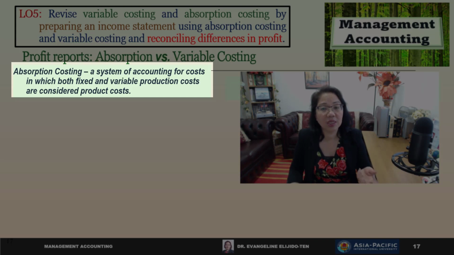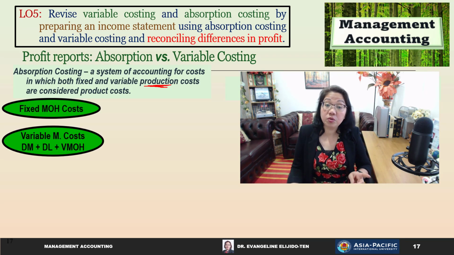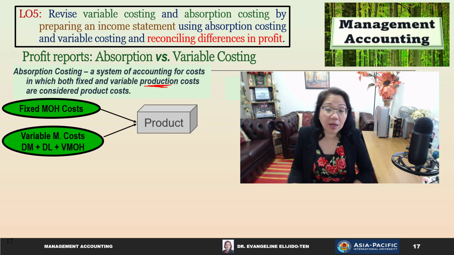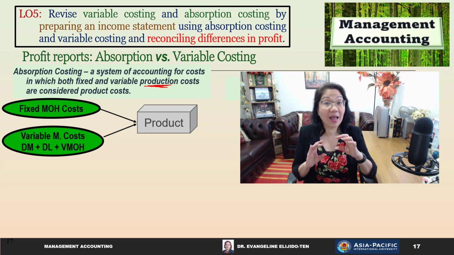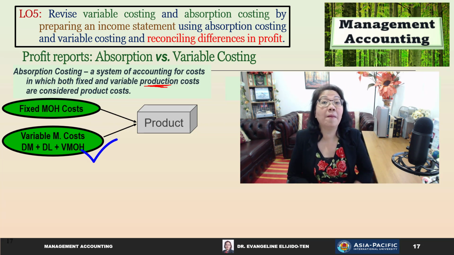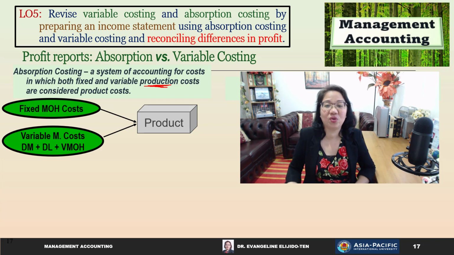So absorption costing is a system of accounting for costs in which both fixed and variable production costs, that means manufacturing costs, are considered product costs. So in absorption costing, we calculate the product cost by adding the fixed manufacturing overhead costs as well as the variable manufacturing costs. So what are variable manufacturing costs? This includes your direct materials, direct labor, and variable manufacturing overhead.